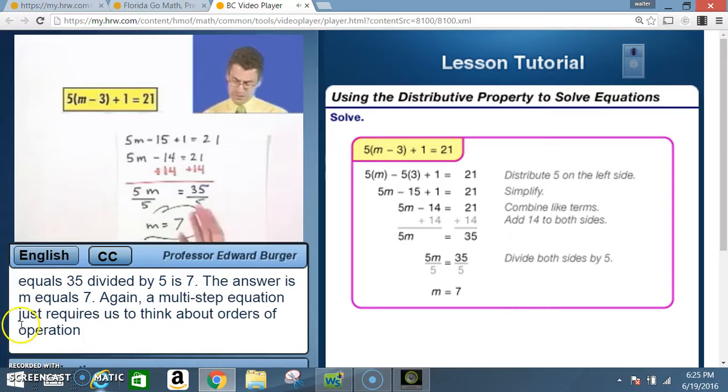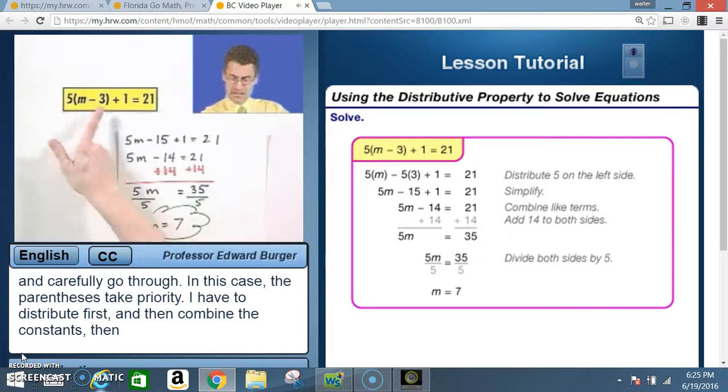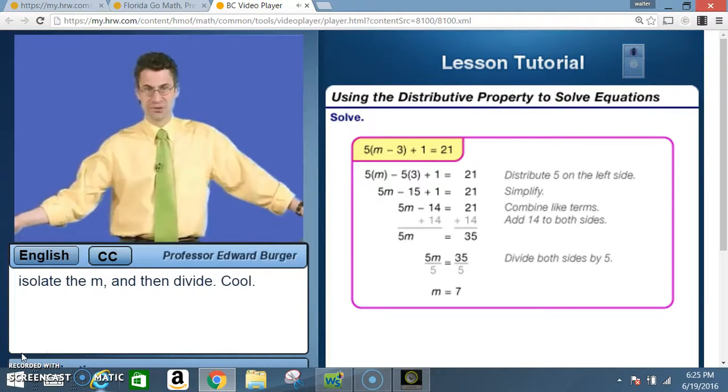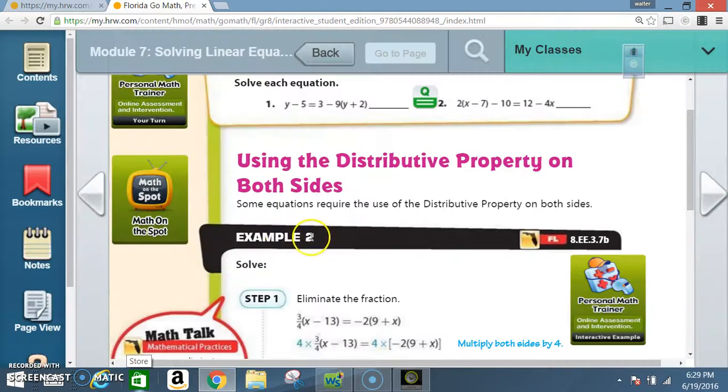So again, a multi-step equation just requires us to think about order of operations and carefully go through. In this case, the parentheses take priority. I have to distribute first, and then combine the constants, then isolate the m, and then divide. Cool. Example 2, using the distributive property on both sides.